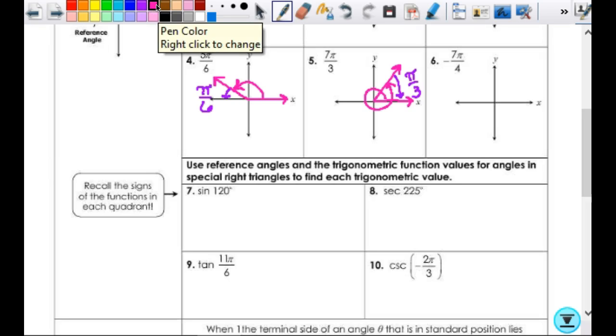Now I think in fourths, and this is negative, so I go clockwise. This would give me 4 pi over 4, right? All the way around would give me 8 fourths, but I don't quite make it, so I back up one. This is my negative 7 pi over 4, so my reference angle is.